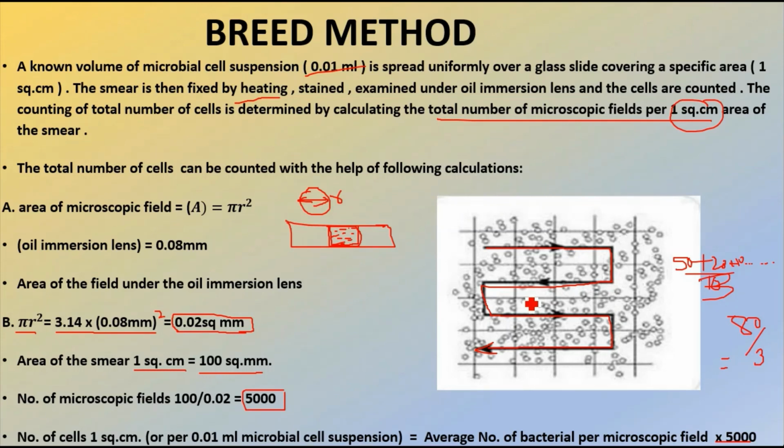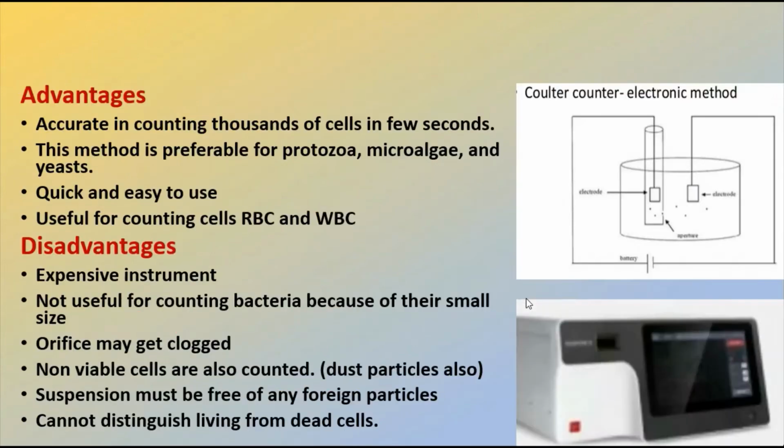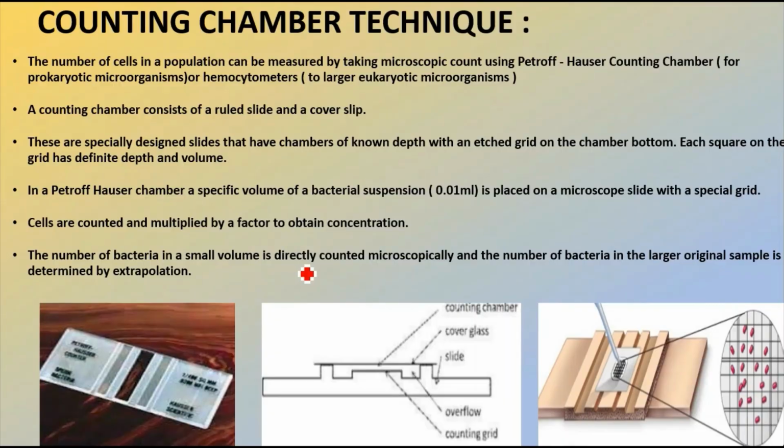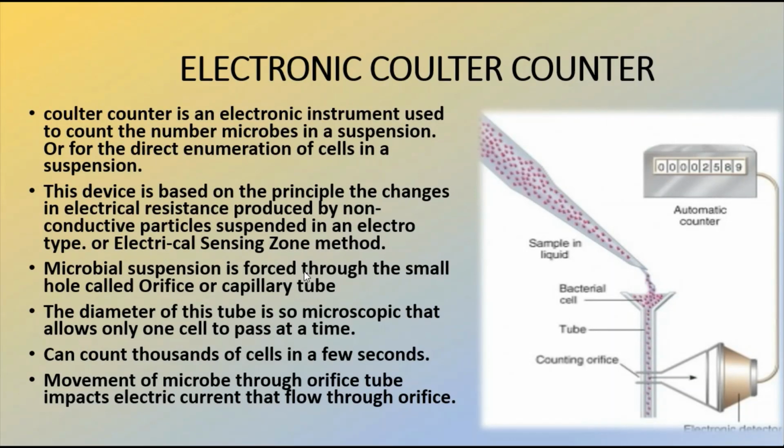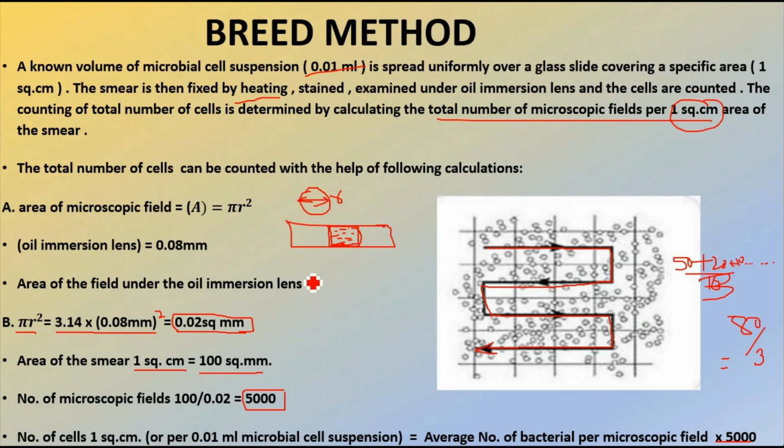So with all these things, the first one is the counting chamber, then the electronic culture counter, then the Breed method. Measurement of cell numbers occurs by direct cell counts, that is total count, in these three methods: the counting chamber technique, the electronic cell counter, and the Breed method. In the next part, we are going to discuss the indirect methods of measurement of cell numbers, where we count only the viable counts.